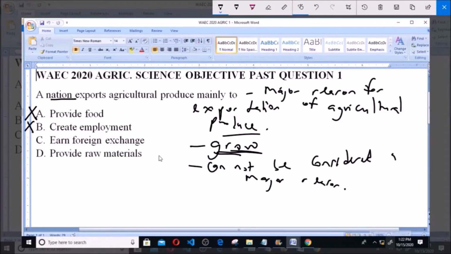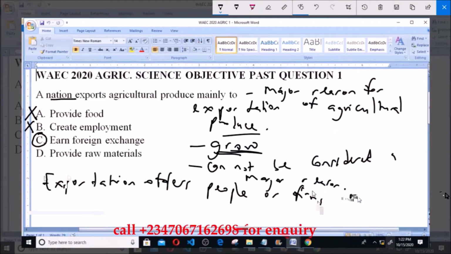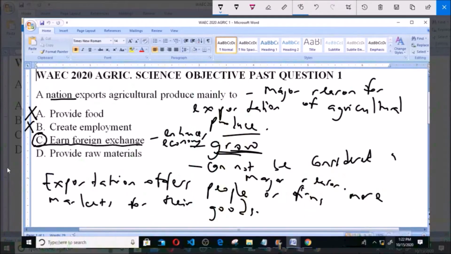Now option C says earn foreign exchange. Earning of foreign exchange is the major reason why a country will choose to export agricultural produce, because exportation offers people or firms, including the entire country, more markets for their goods. For this reason, it enables them to earn foreign exchange, and this also enhances the economy of that country. So option C, earn foreign exchange, is the correct answer.